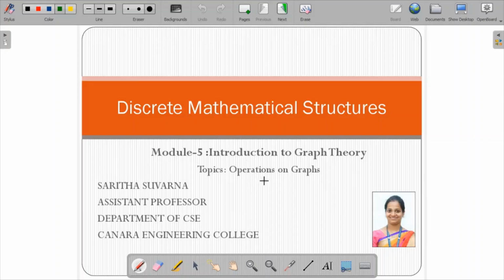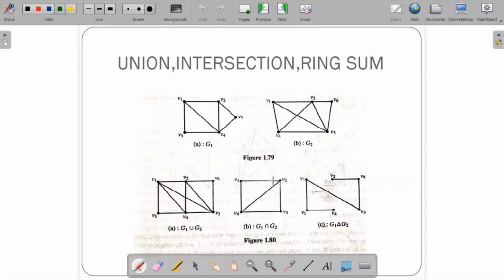Good morning students. Today we'll be discussing the topic on operations of graph under Module 5, introduction to graph theory. In this operations of graph, basically we'll be having union, intersection and ring sum.